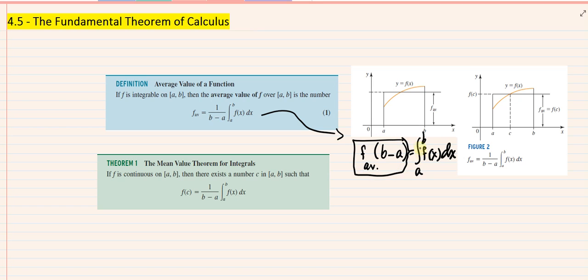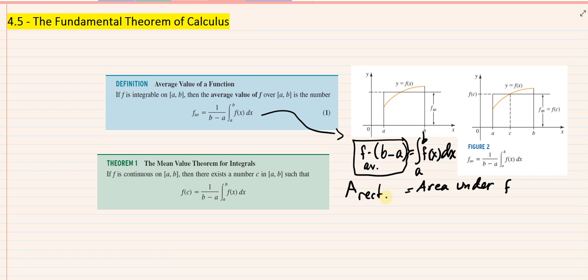Remember, the integral from a to b is going to be the area under the graph of f, right? And f average times b minus a is going to be the area of some rectangle, right? And that's what that means.